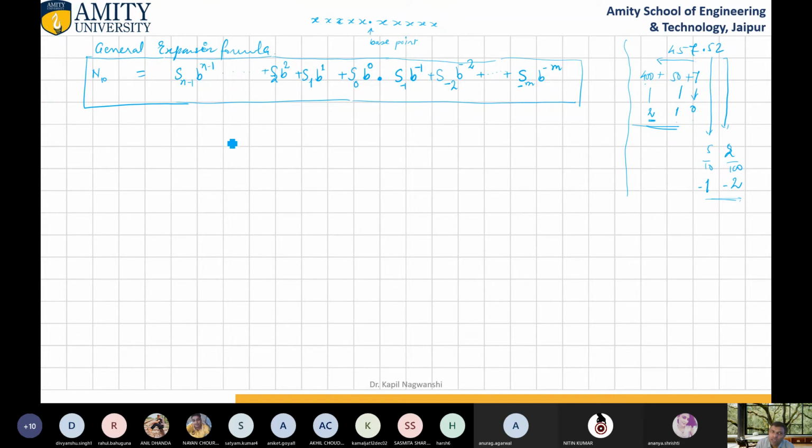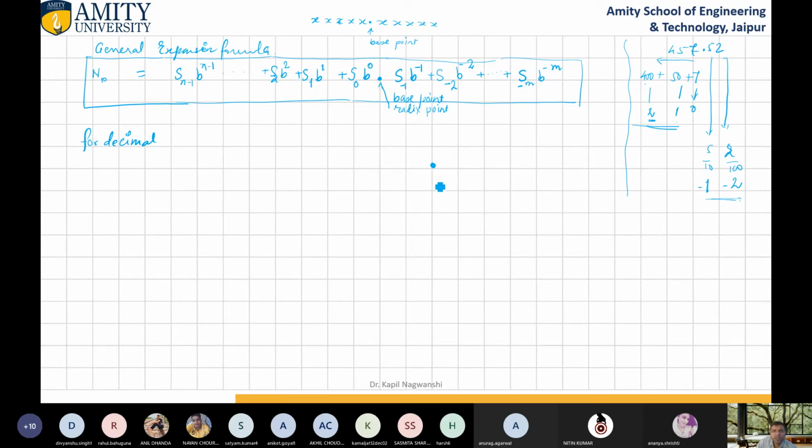Let me write the same for decimal. For decimal, we need to start from this base point. Now it is known as decimal point. Here it is known as base point, because we don't know whether it is decimal or binary, and it is also known as radix point. Fine.